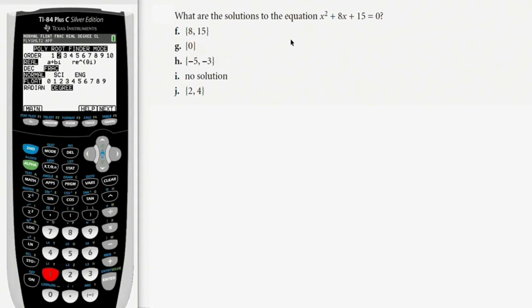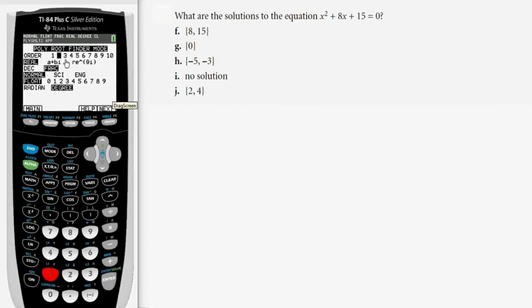Alright, so a quadratic equation is a polynomial in which the highest degree is 2, or the highest exponent of power is 2. So this setting by default is okay for us. As you can see, this indication is pointing at 2. So that's the degree we want to solve for.